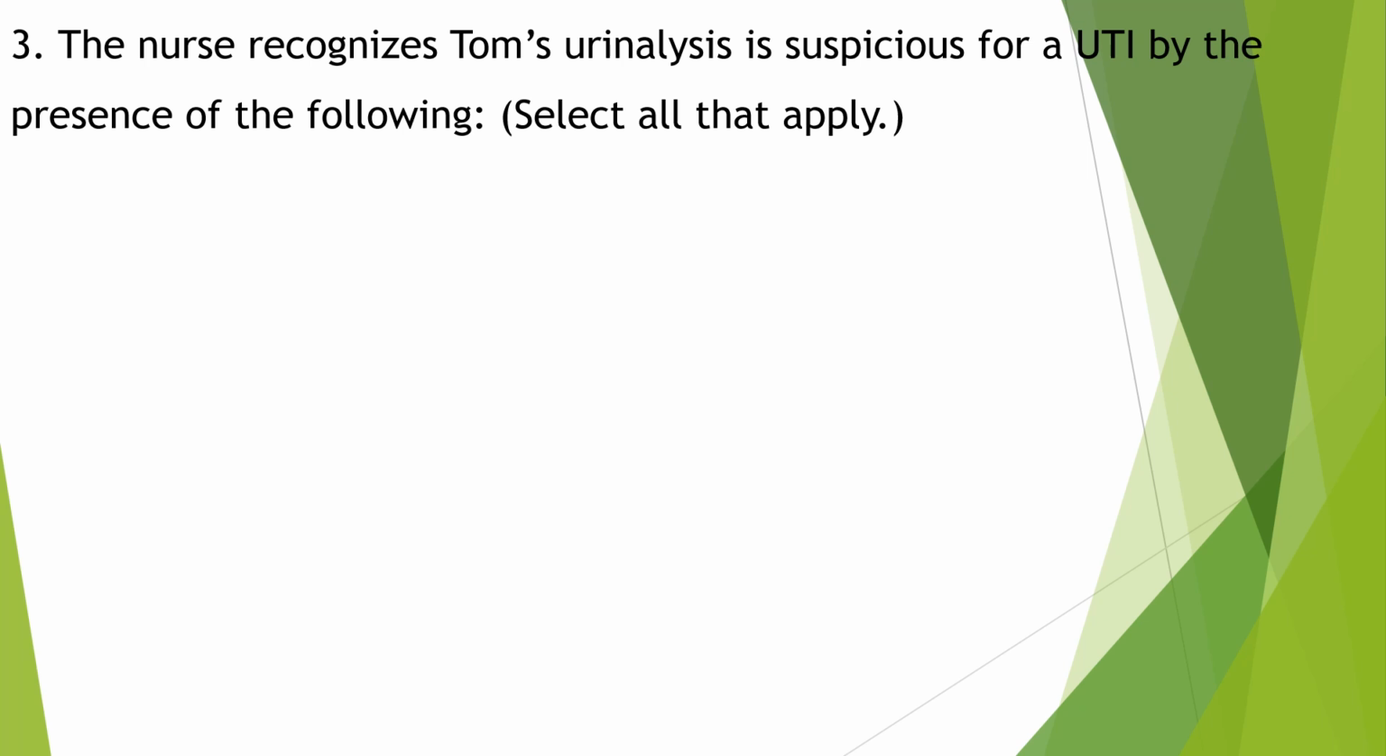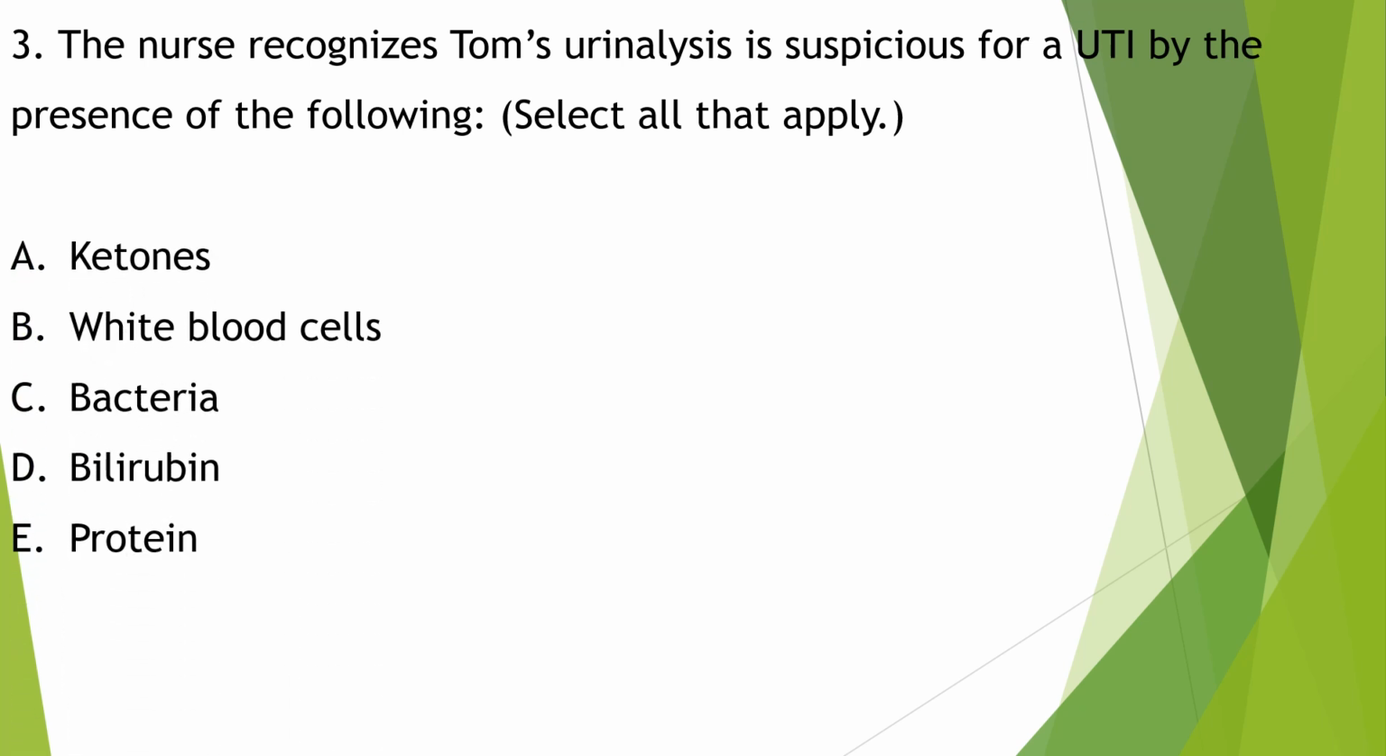The nurse recognizes Tom's urinalysis as suspicious for a UTI by the presence of the following: ketones, WBC, bacteria, bilirubin, protein. White blood cells, bacteria and nitrites can be found in urine during a UTI. Ketones, bilirubin and protein do not indicate UTI. So here, WBC and bacteria.